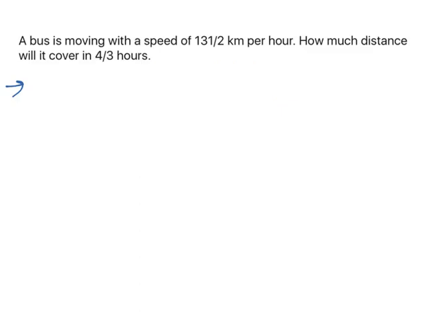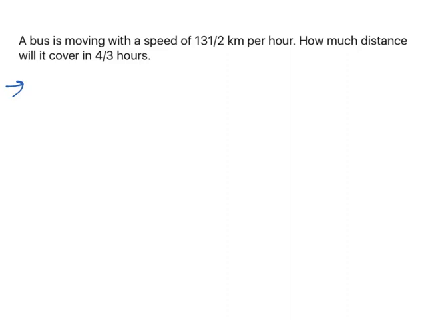Next question we have: a bus is moving with the speed of 131 by 2 km per hour. It means in 1 hour the bus is covering 131 by 2 kilometer of distance, and we have to find out in 4 by 3 hours how much distance it will cover. So here again we are given for 1 and we have to find out for more. So clearly we will multiply.